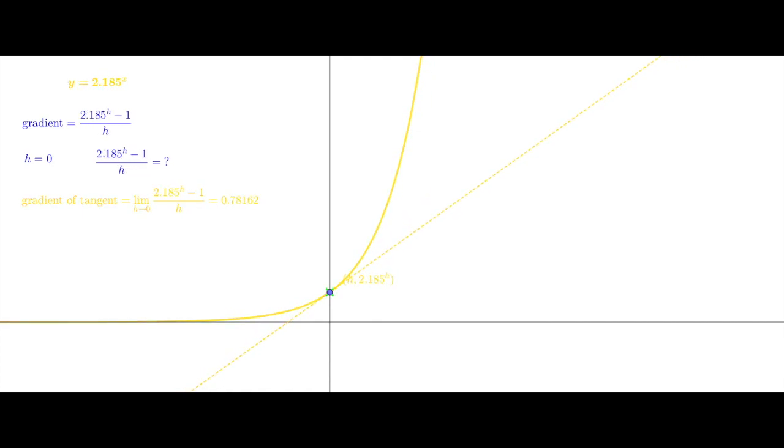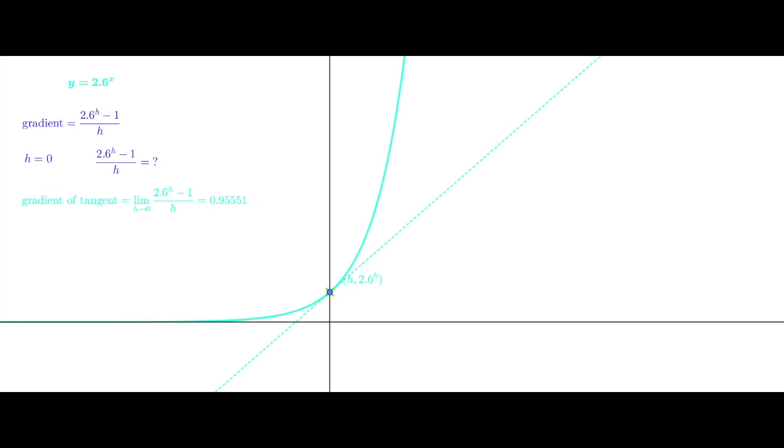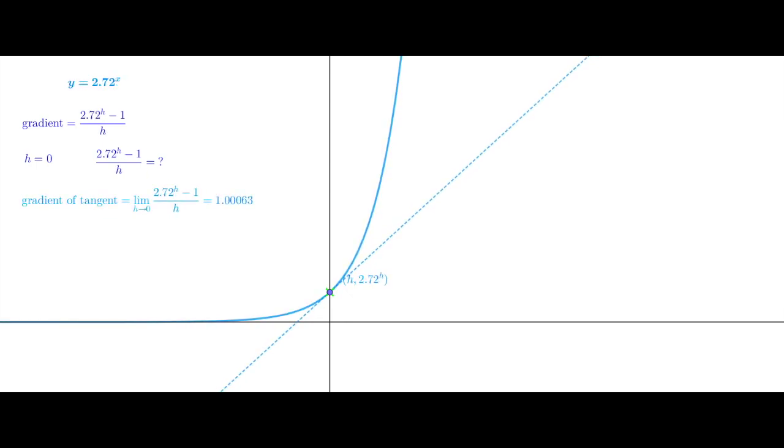Okay, the gradient's going up. Y equals 2.5 to the x, we're getting pretty close to 1. Oh, a bit too far. Let's try going down a bit. And we've gone back too far the other way. So somewhere around 2.718 is a number that makes that gradient equal to 1. And in fact, to 5 decimal places, that number is 2.71828. In fact, that decimal never ends, but we've got a special name for that number, and that number is e.